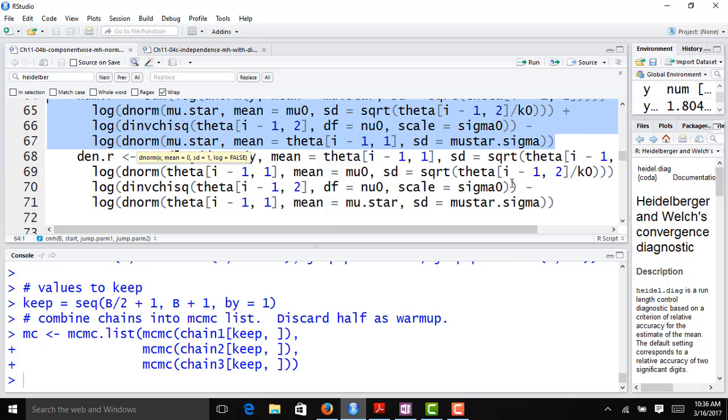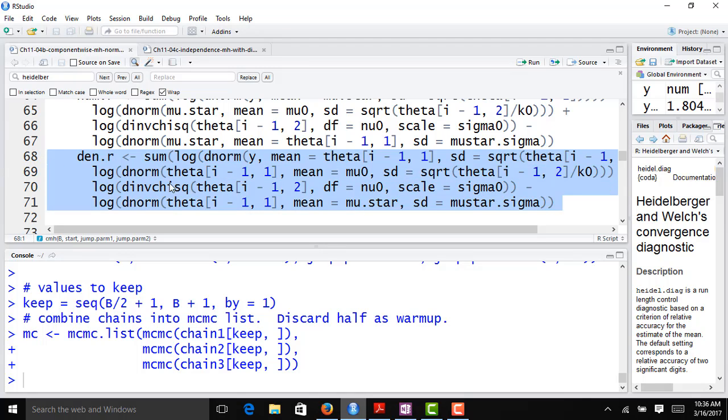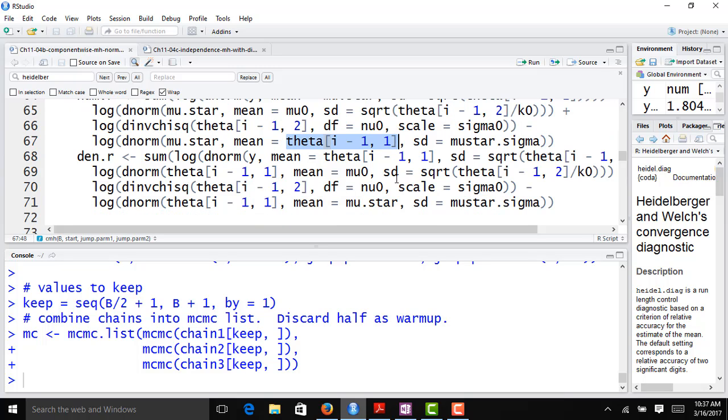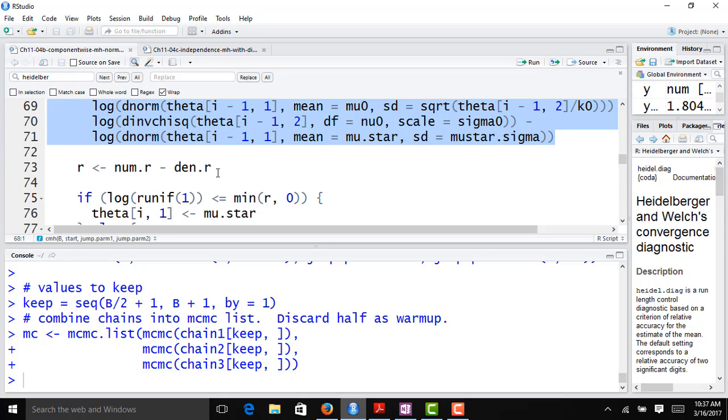I'm not going to say a lot about the denominator here, except that everywhere I have a mu star, I'm going to replace it with the previous value in my MCMC chain for mu, mu of t minus 1, the value of mu that I used in the previous iteration of my chain. Everything related to the sigma squared parameter is going to remain the same. So I make those replacements and compute the denominator. That allows me to compute my log acceptance ratio for the mu parameter.